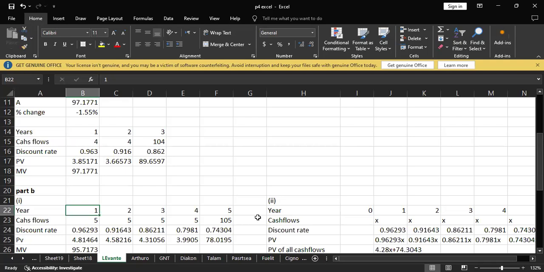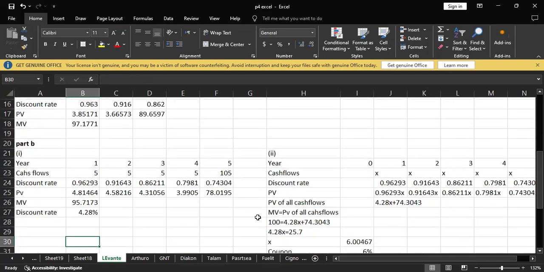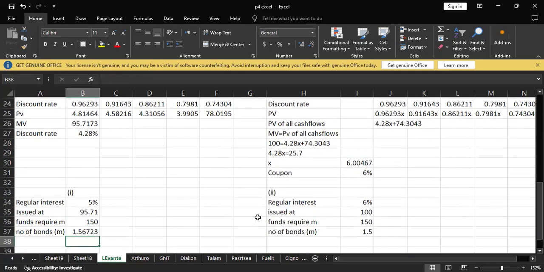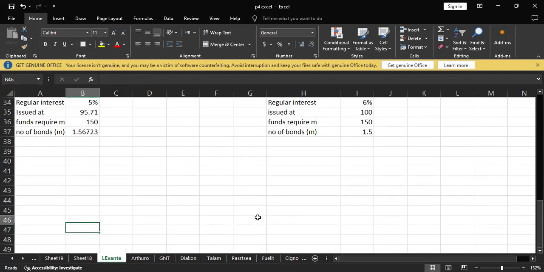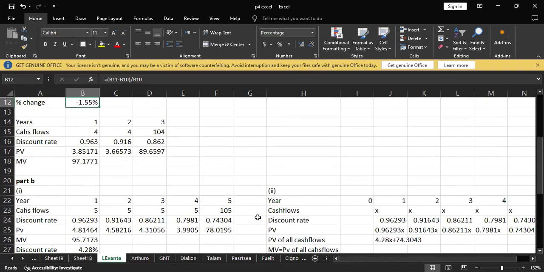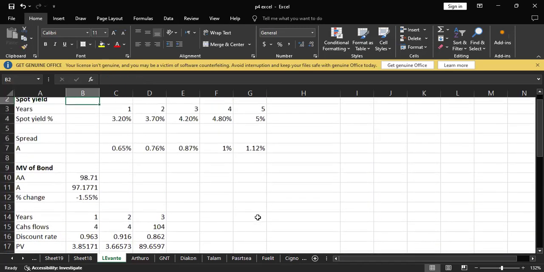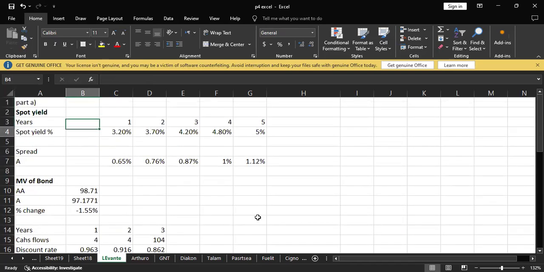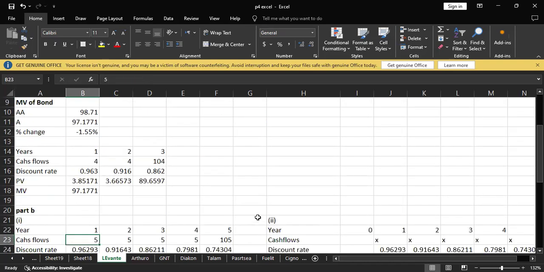So guys, the second bond's lifespan was how much? Those who have gone through the question, please let me know what was the lifespan of the second bond. It is 5 years. So the examiner has already provided the lifespan of the second bond, which was 5 years. So every year we have 5, 5, 5, and in the last year we have 105.